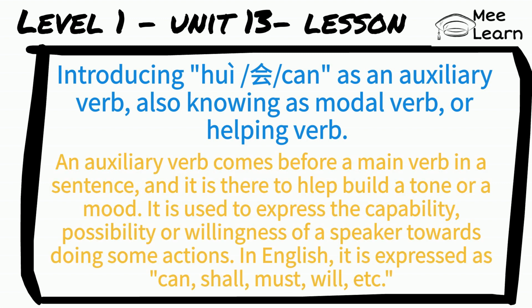An auxiliary verb comes before a main verb in a sentence, and it is there to help build a tone or a mood. It is used to express the capability, possibility, or willingness of a speaker towards doing some actions. In English, it is expressed as can, shall, must, will, etc.